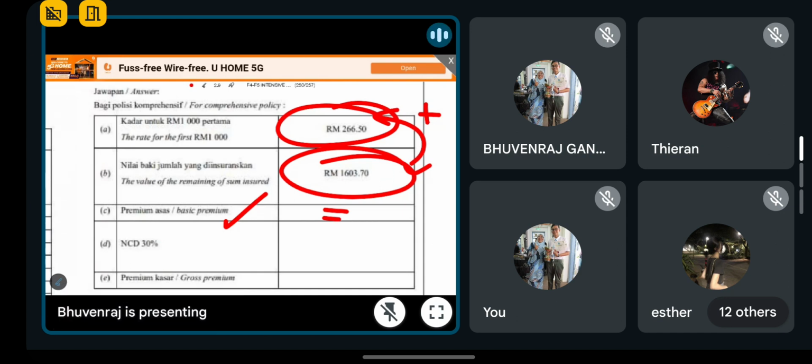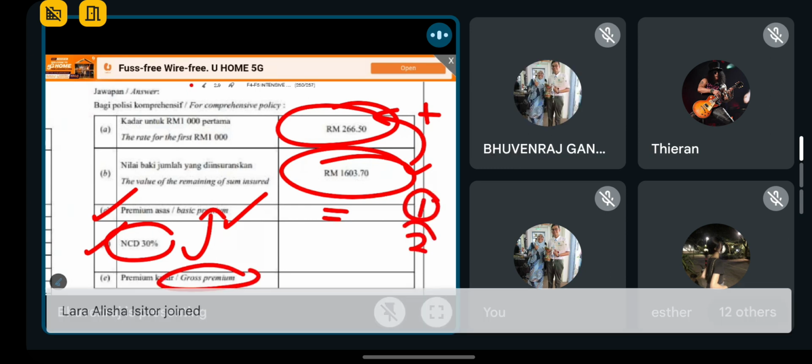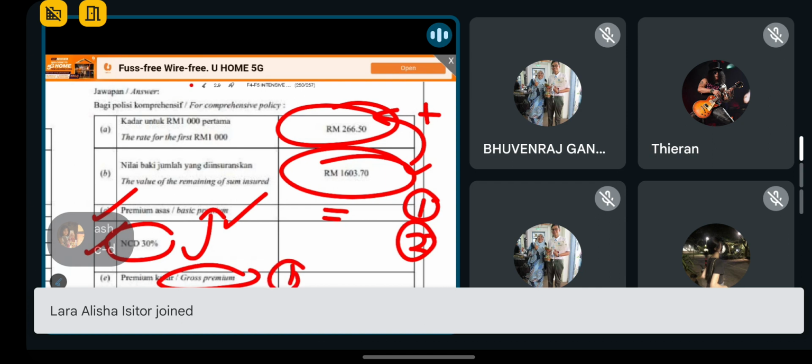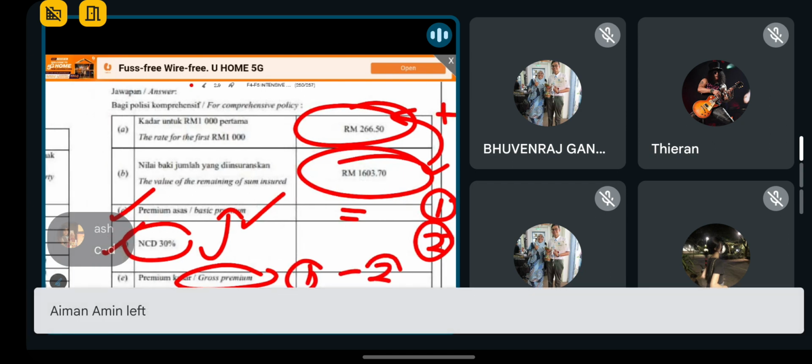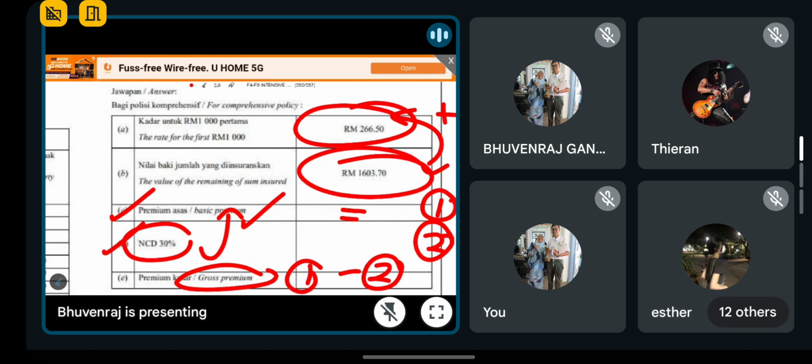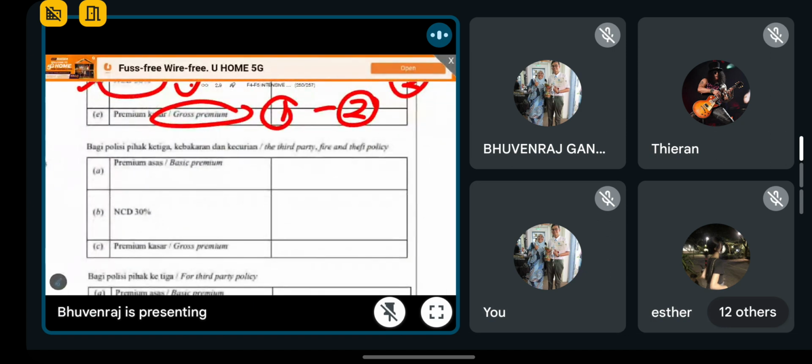Okay, yang ni I rasa senang lah. Kamu ambil 30% dari nilai yang ni. Kamu buat pengiraan lah, you do the calculation. But make sure this value correct, baru yang ni akan betul. Then gross premium, let's say this is 1, this is 2, you take 1 minus 2. Jawapan kat 1 tolak jawapan kat 2. Then you will get number E answer. Okay, C minus D.